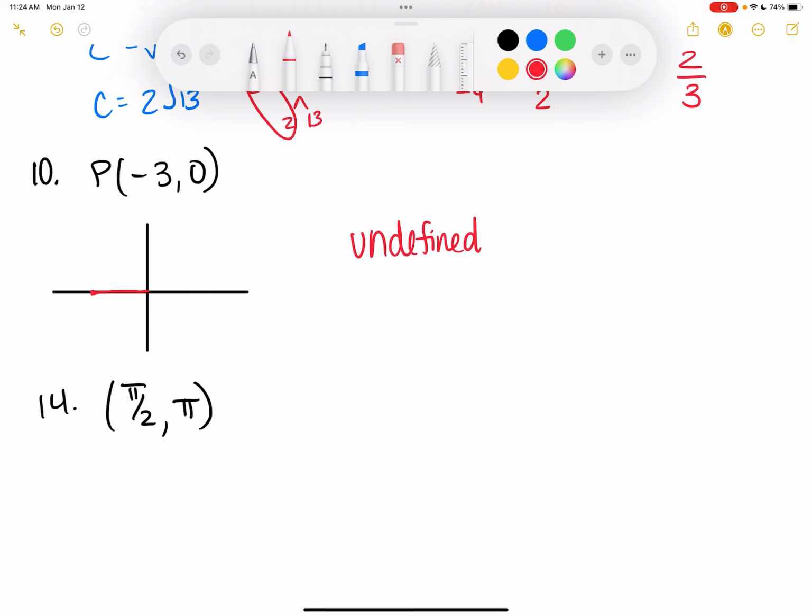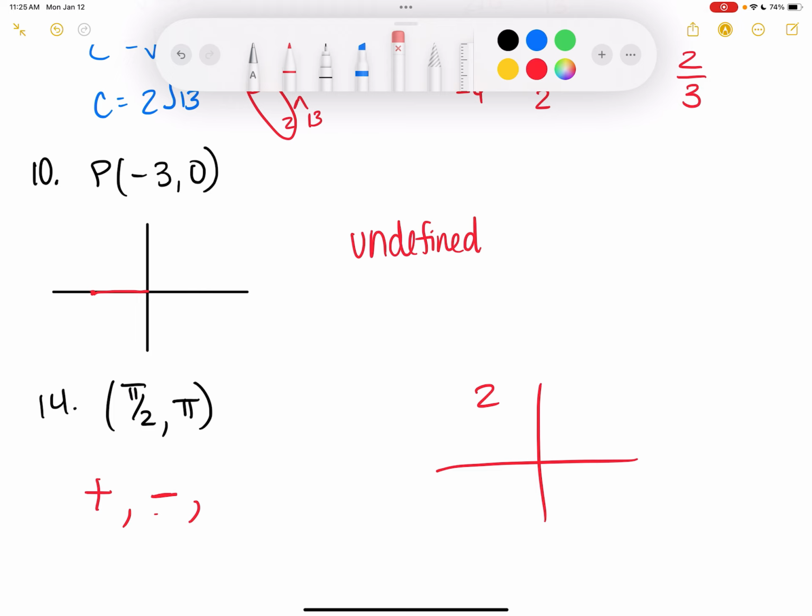In between pi over 2 and pi, is sine positive or negative? Positive. What about cosine? Well, it's quadrant 2, so it's negative. Quadrant 2 is up here. Sine is y, so that's positive. Cosine is x, so that's negative. What about tangent? Tangent is y over x, so it's negative.